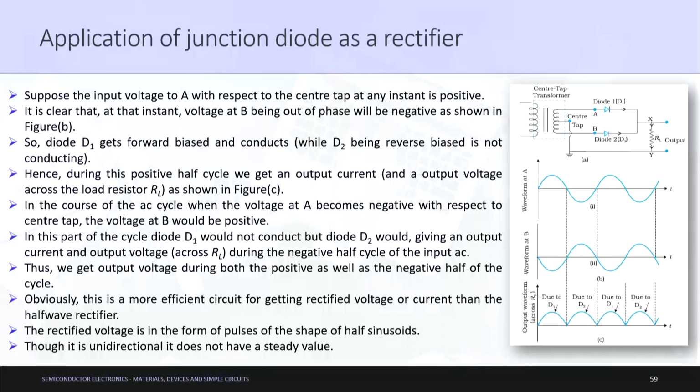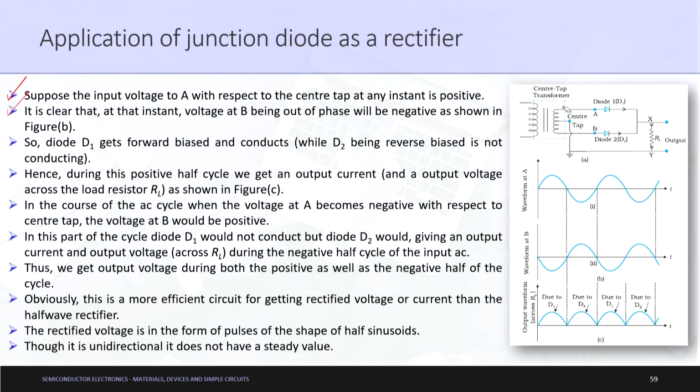Suppose the input voltage to A with respect to the central tap at any instant is positive. It is clear that at that instant the voltage at B is out of phase and will be negative, as shown in figure B. What is being explained here is that if a positive voltage is applied at this location, then at this location it will be negative. So, it will be positive for one sense and negative for the other.